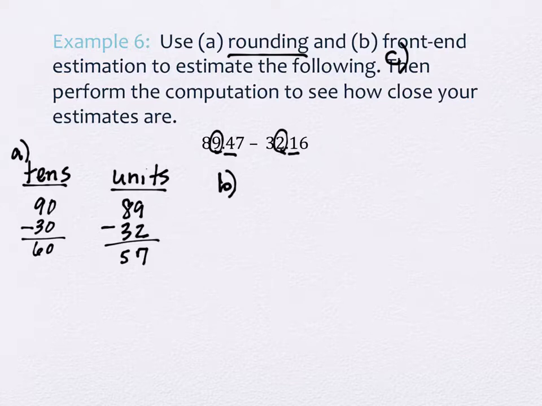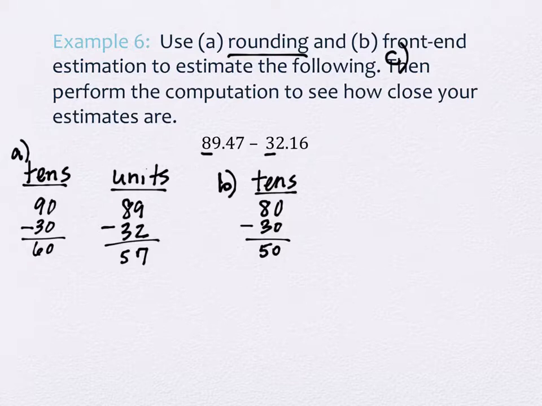Front-end estimation. You don't have as many decisions to make when you're doing front-end estimation. That's a very nice fact about it. Again, it doesn't tell you what place to do it to, so we'll do it to the tens place, and then we'll do it to the units place, and you can see what the difference looks like. But in the tens place, that means you leave the first digit the same and you zero everything out. There's no decisions to make. You leave the first digit the same and you zero everything out, and you get 80 minus 30, which is actually 50.